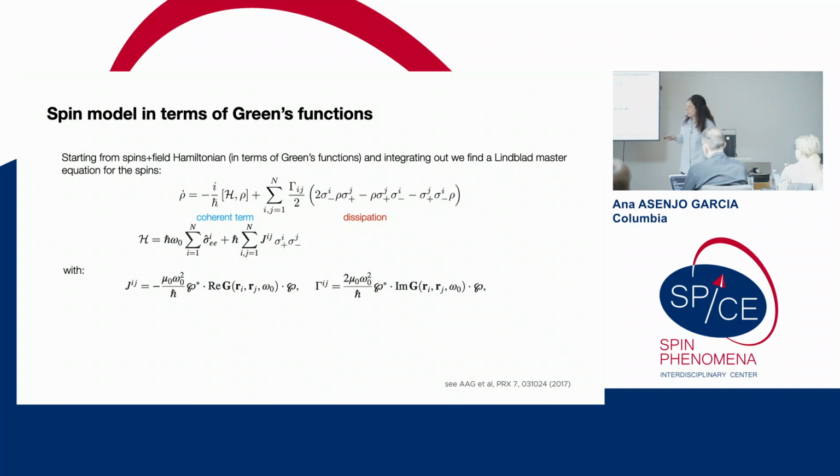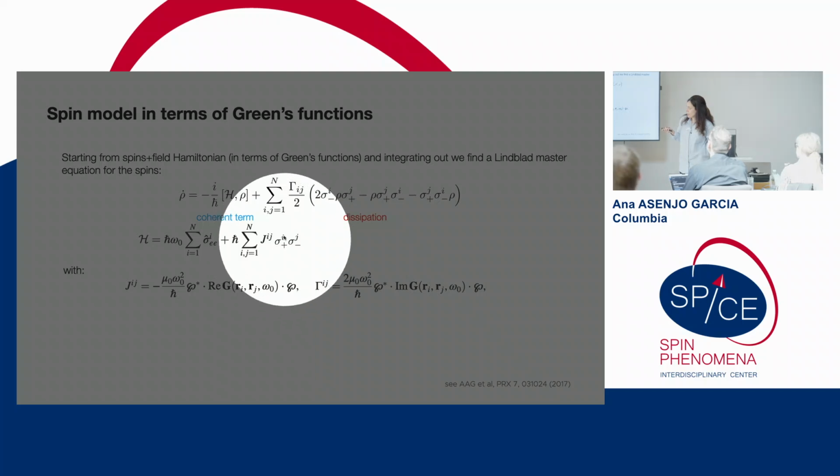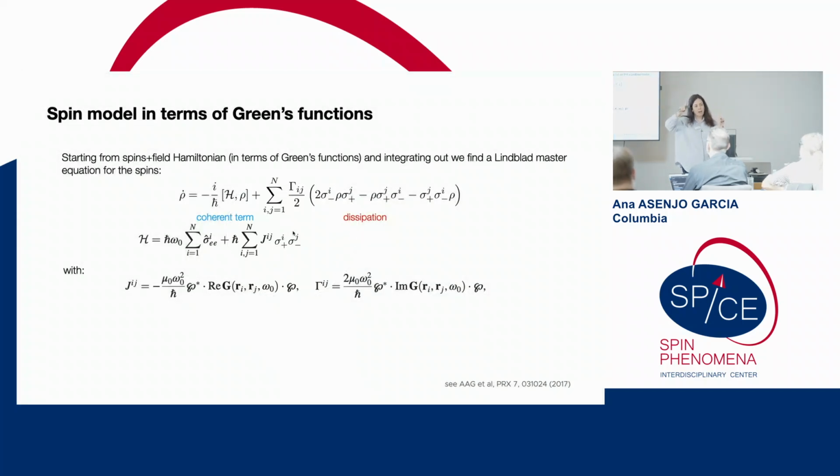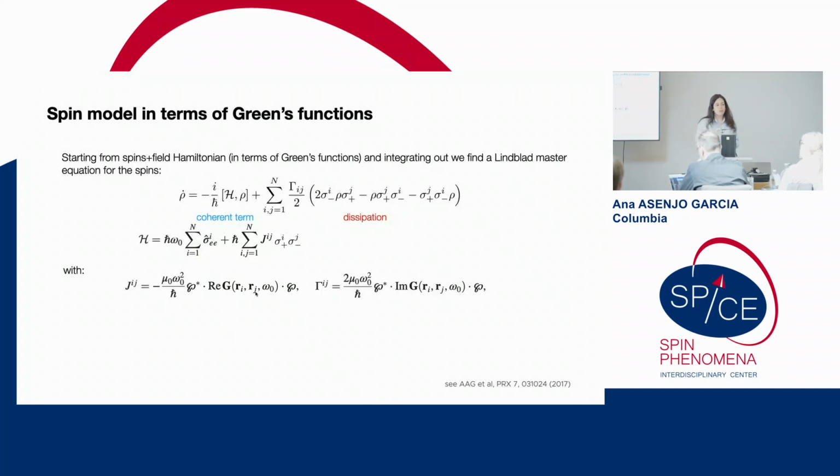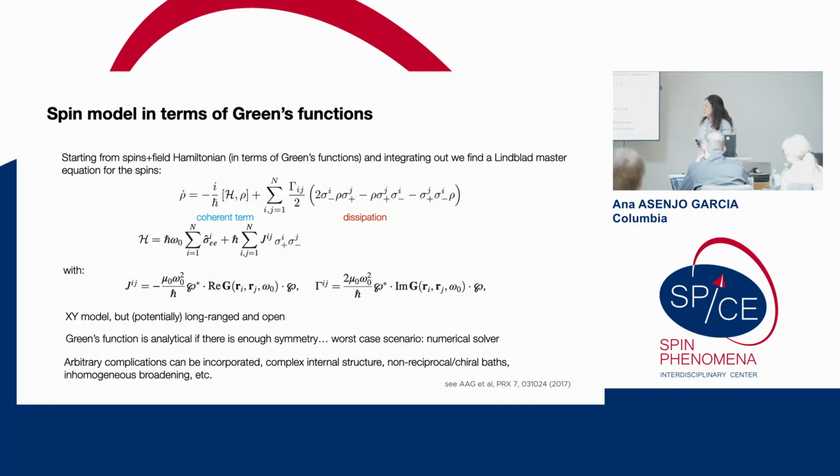And this coherent term looks like this, sigma plus I, sigma minus J. So it's basically whenever atom I decays, atom J picks up an excitation. So it's this type of spin flip Hamiltonian. And this happens at a rate that is given by the real part of the Green's function, that is the propagator between atom I and atom J. And the dissipation is also correlated, so emission of photons is also correlated. There is a gamma ij that is not diagonal, so it takes into account the distance between the particles. So this is basically an XY model, but it's not just a trivial XY model because it is long range and also open.